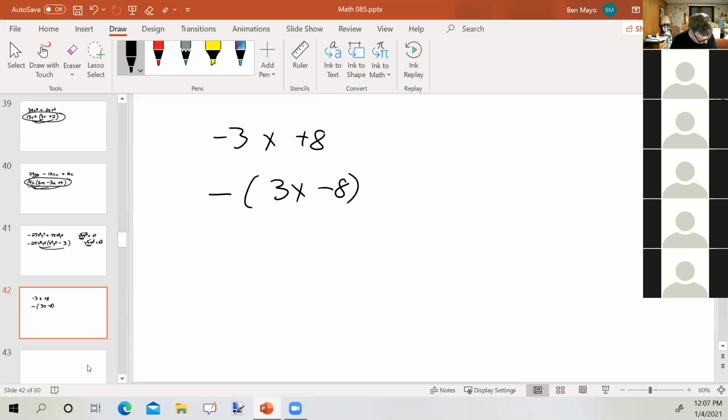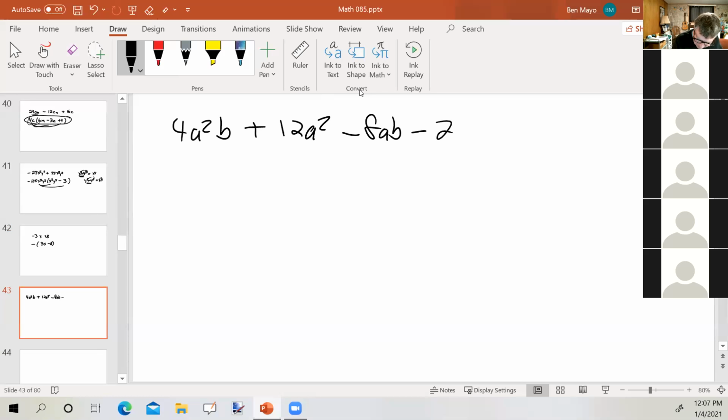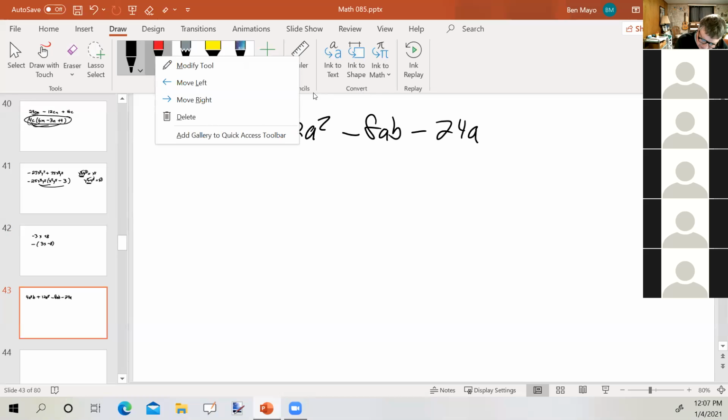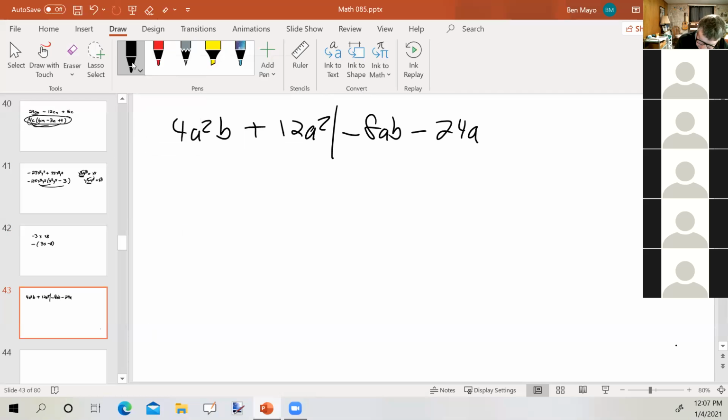Let's see here. 4a squared b plus 12a squared minus 8ab minus 24a. Well, standard form's kind of confusing here because we've got a squareds and then a's, but we've also got a b. Let's just see if it works like it is. Greatest common factor here would be what? 4a squared. So we'd have b plus 3.